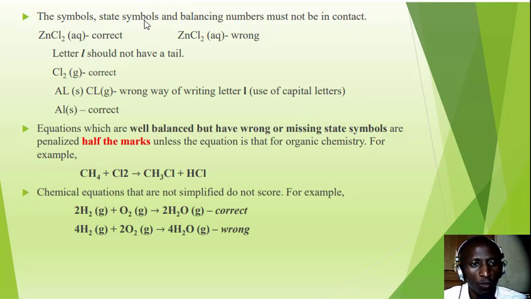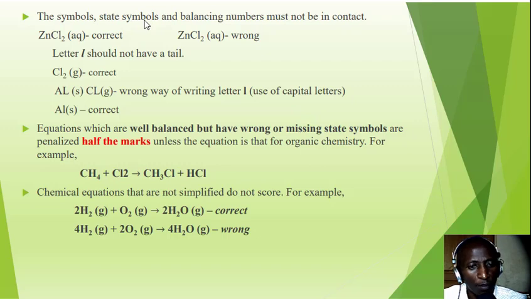The other item that I would like us to note here is that equations which are well balanced but have wrong or missing state symbols are penalized half the marks, unless the equation is drawn from organic chemistry. For example, we have the reaction between methane and chlorine in the substitution reaction, whereby chloromethane and HCl are formed. You find that it will not be penalized when you do not show the state symbols for equations in organic chemistry. But for equations in inorganic chemistry, the state symbols must be shown, and if they are not shown, you will lose half of the marks.